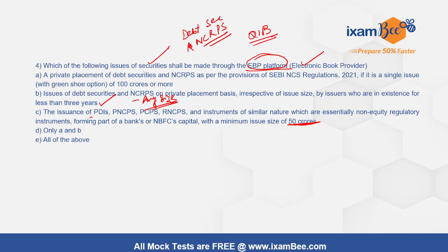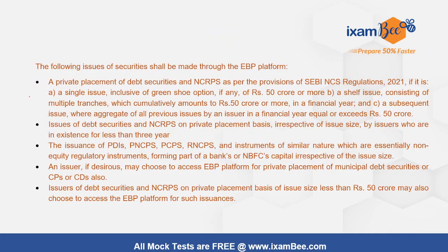And also private placement of municipal debt securities, certificates of deposit, and commercial papers can take place. So the only correct option among these is option B, right? These are the following issues of securities that shall be made through the EBP platform as per the circular, right?